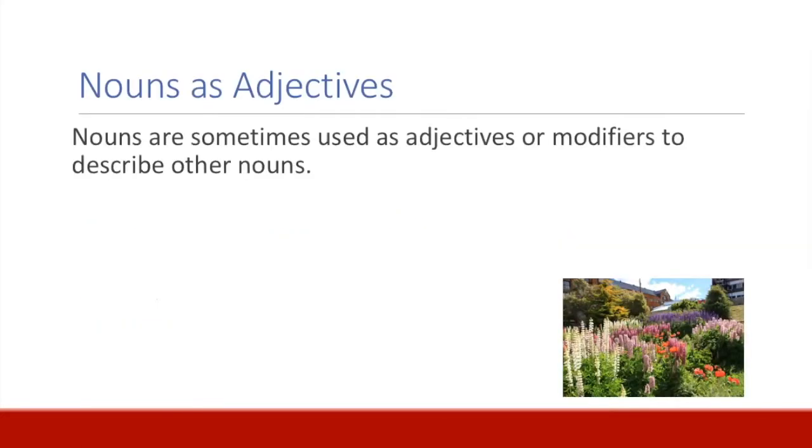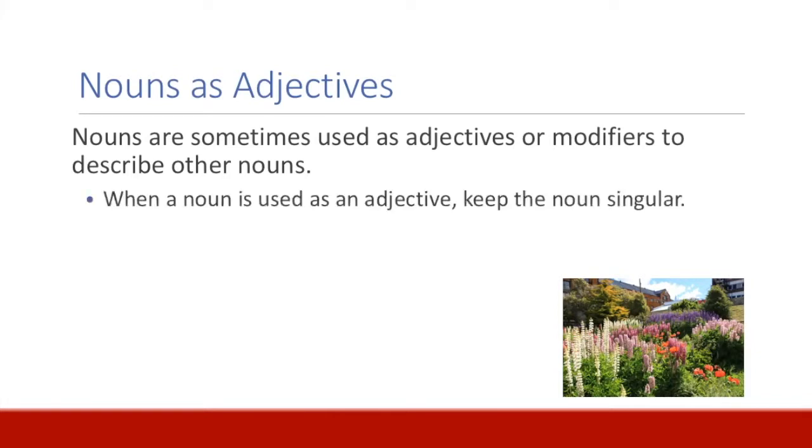Nouns are sometimes used as adjectives or modifiers to describe other nouns. When a noun is used as an adjective, keep the noun singular. For example, this is a flower garden. So here, flower is a noun, but it's being used as an adjective to describe garden. So we keep it singular. We do not say this is a flower's garden.